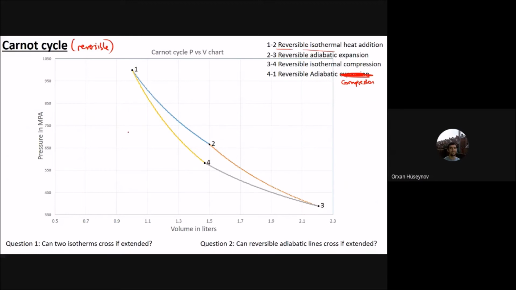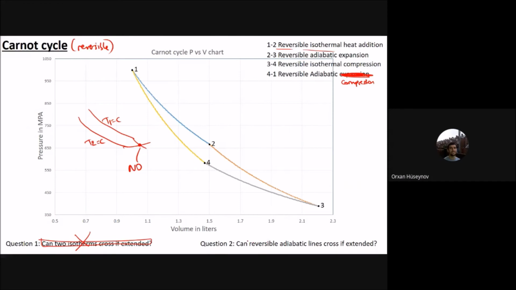Okay, for this Carnot cycle, there are 2 questions here. The first one is, can 2 isotherms cross if extended? So I have one isothermal line like this one, another isothermal line like this one. This one is T1 constant, this one is T2 constant. The question says, can these 2 isothermal lines cross each other? Of course not, because the substance or material at a point can have 1 temperature only. It cannot have 2 temperatures. It cannot cross. Therefore, it is impossible.